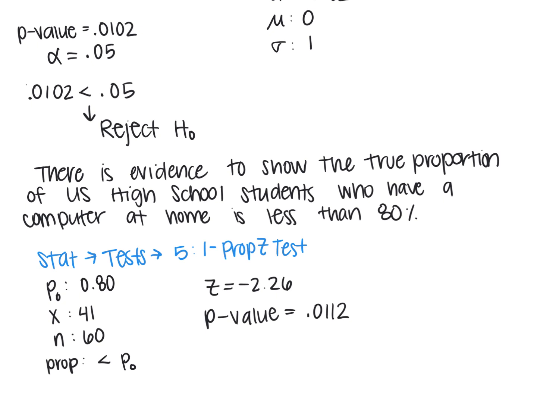So whichever method you choose is never going to be different enough that it would change whether or not you reject or fail to reject the null hypothesis. But if you want to be a little bit more accurate, you can use the calculator to get your z-score and your p-value. But I still require that you at least set up the formula for this test statistic so that I know that you understand how it was calculated to get the p-value. So let me know if you have any questions about how we perform a significance test for a proportion.